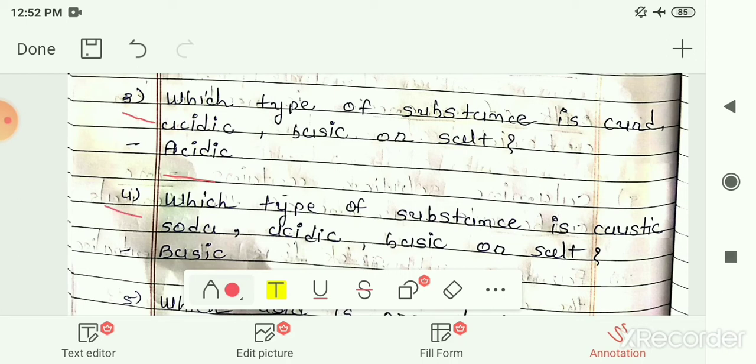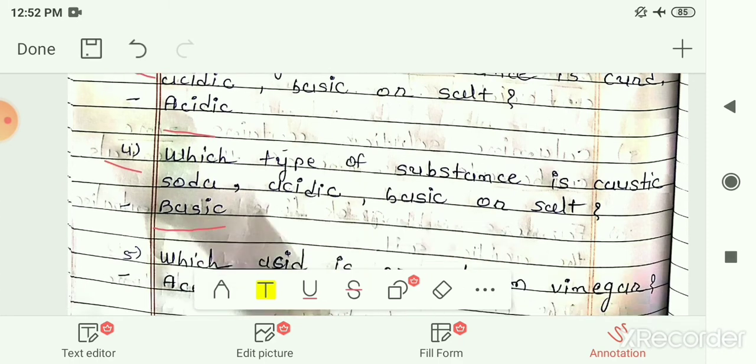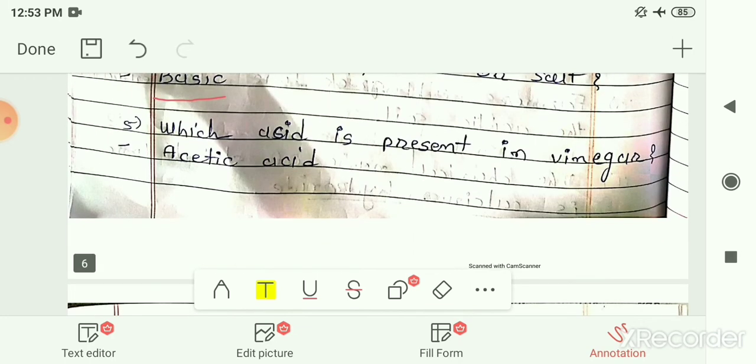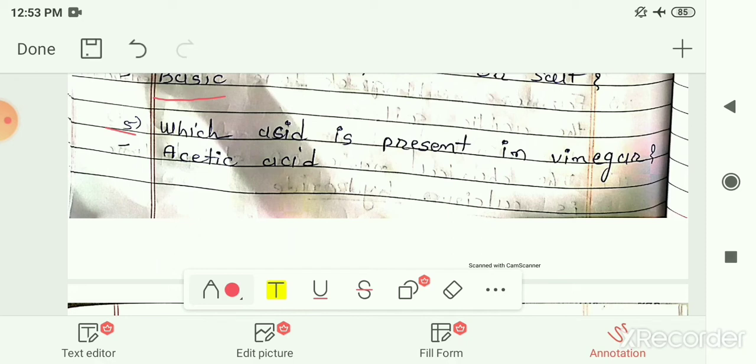Next is 4th number. Which type of substance is caustic soda? Acidic, basic or salt? So here your answer is basic. Caustic soda is basic in nature. Next, 5th number. Which acid is present in vinegar? So acetic acid is present in the vinegar. So here your answer is acetic acid.